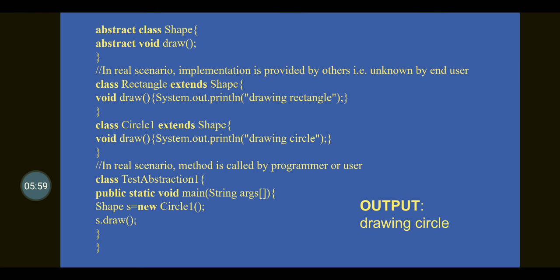Here we have instantiated the memory as new Circle1(), so s.draw() will call the draw method which is available in the Circle class. If you give Shape s equal to new Rectangle(), then s.draw() will call the draw method which is available in the Rectangle class. So have a look at this for a few seconds to have a clear idea.